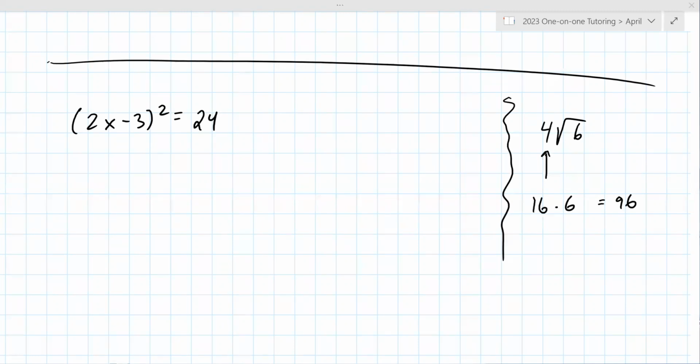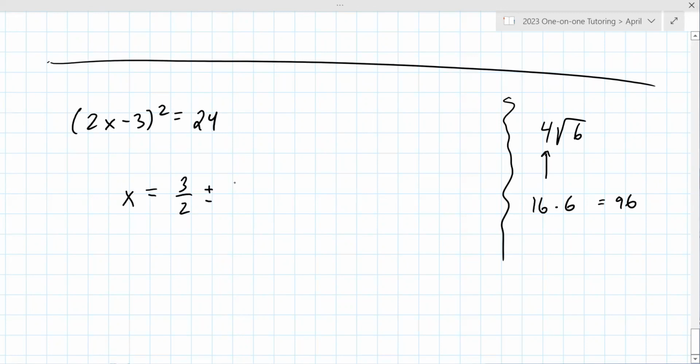And then oh yeah, I have to divide by 2, or I can add 3 first. You should, yeah, add 3 first. Then 2x equals 3 times 2 times the square root of 6. And then x equals 3 halves times the square root of 6.